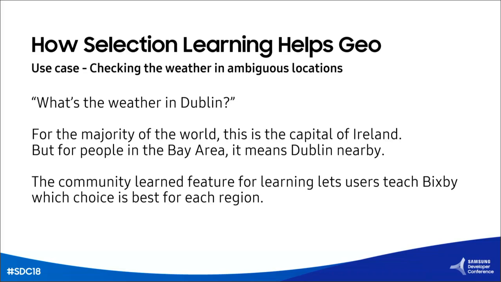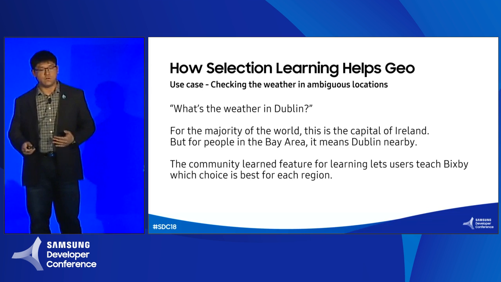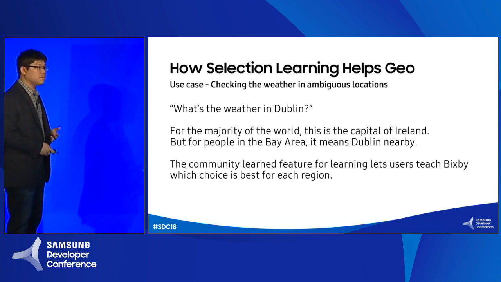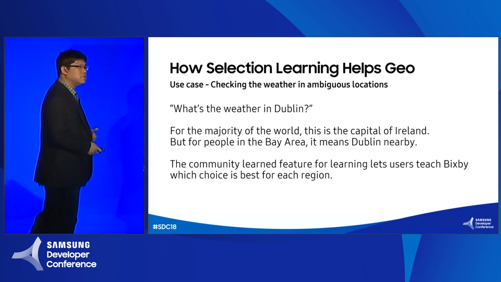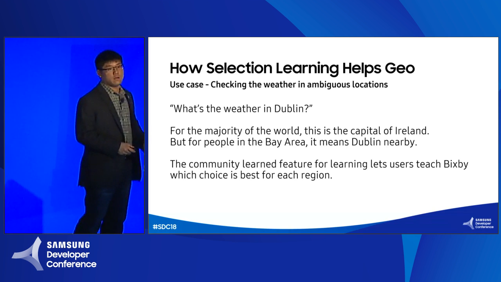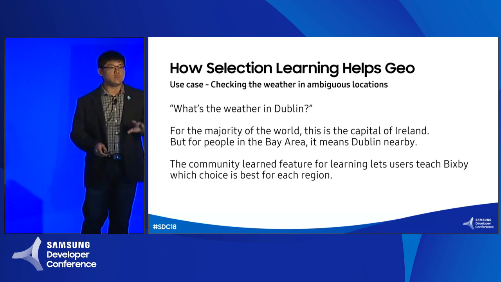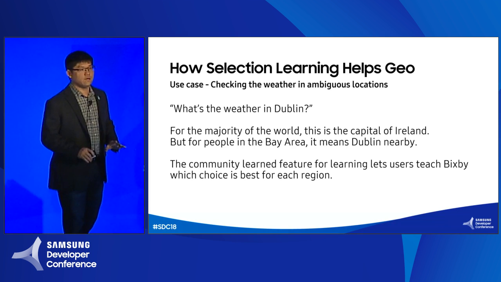Another place where selection learning helped was with geo, and specifically a weather capsule. What's the weather in Dublin? For the majority of the world, this is asking for the weather in the capital of Ireland, but for people in the Bay Area, it means the Dublin nearby. And we have a community learning option that lets users teach Bixby which choice is best for each region, and this is all hands-off from the developer.